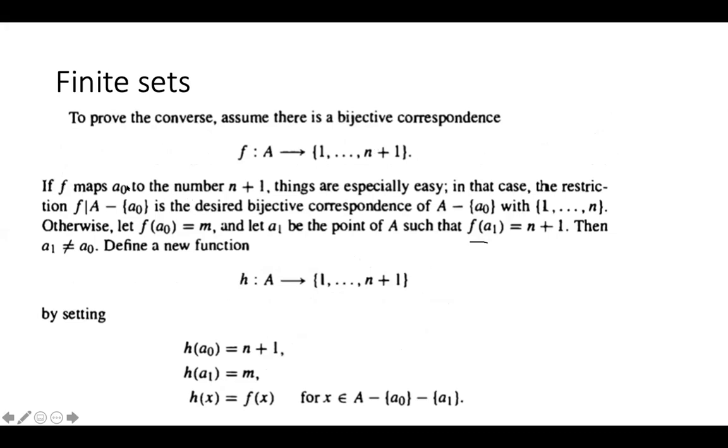Then if f maps from A0 to the number N plus 1, things are sort of easy, right? Because we have this restriction in the case. And so we get the bijective correspondence from A minus A0 with 1 to N.